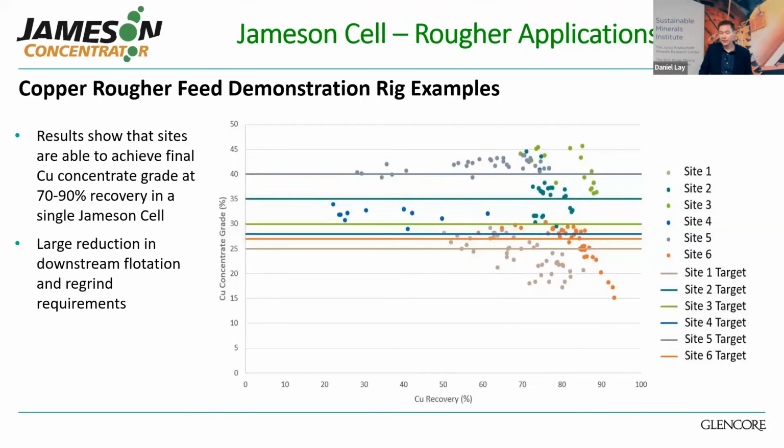The trend that we see in rougher applications is fairly consistent across multiple sites. Initially, the cell produces a very high grade concentrate, corresponding to the grade of the most liberated, fast floating material. As the cell is adjusted to pull more and more mass, we start to pull more and more middlings material, and the grade of the concentrate starts to go down. In general, the rougher is able to produce between 70 and 90% recovery at final concentrate grade, leaving relatively little work for the rest of the circuit.